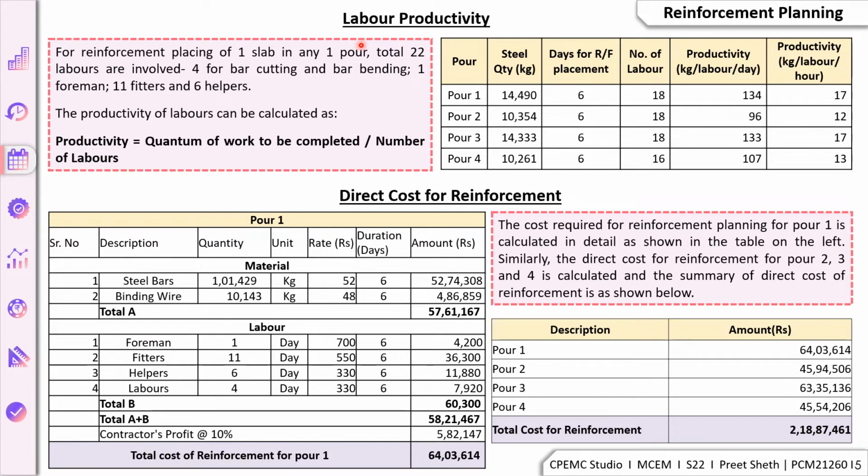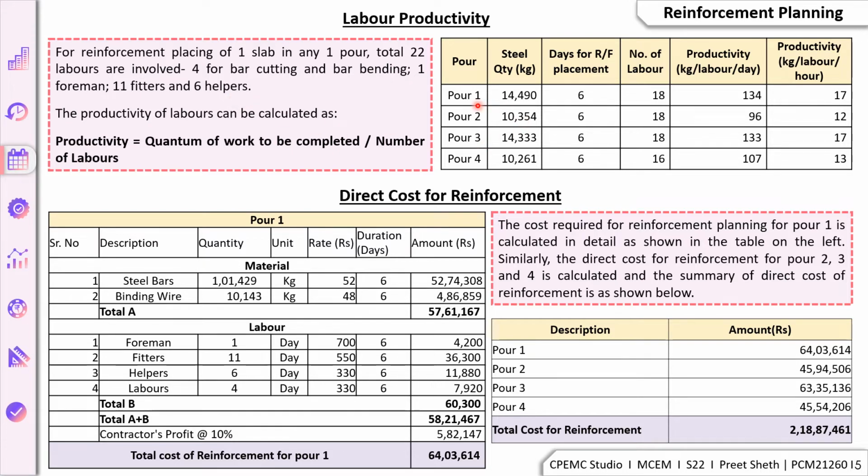To calculate the labor productivity, the steel required for the ground floor slab for each pour has been mentioned here. And to calculate the labor productivity for each floor slab in different pours, a total of 22 labors are involved, out of which 4 are for bar cutting and bar bending, 1 foreman, 11 fitters, and 6 helpers are there.